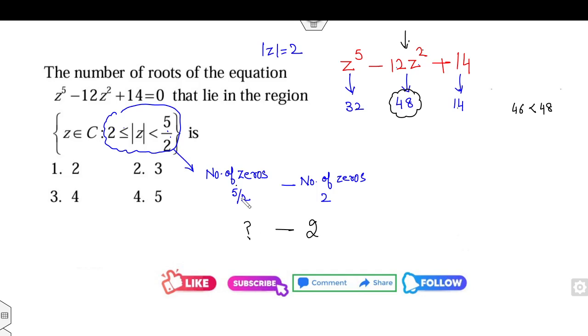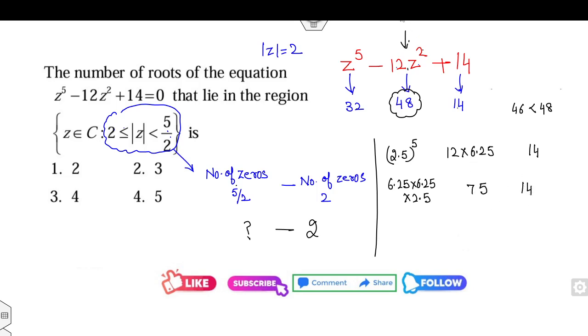Now I can find the degree at 5 by 2 and then subtract 2. Can you find the degree corresponding to 5 by 2? The first value will be 2.5 raised to power 5. The second term will be 12 into 6.25 and the third value will be 14. You can see 2.5 squared is 6.25. This number will be 25 by 4, and this number is 75.